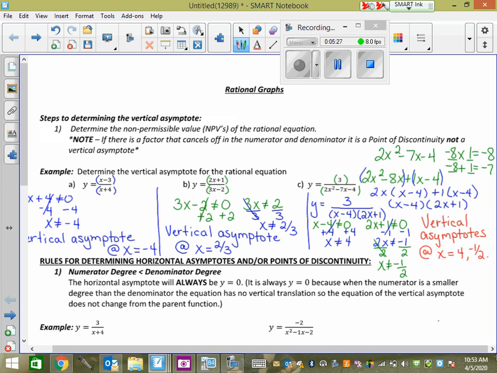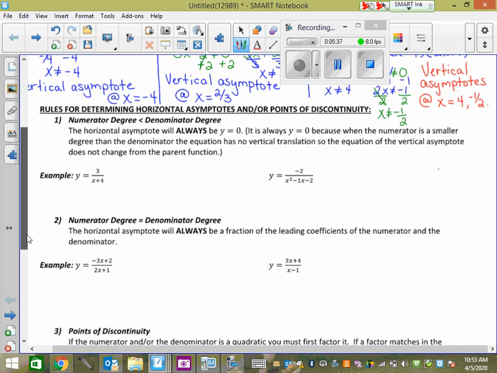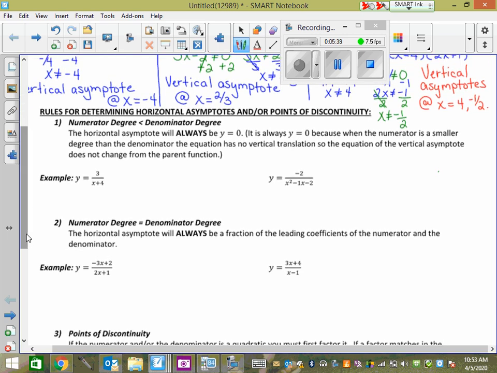Okay, so vertical asymptotes are easy. It's just the non-permissible values, as long as it doesn't cancel on the top and the bottom. The horizontal asymptotes, the y equals asymptotes, follow rules. Okay? So these are the rules for determining horizontal asymptotes and or points of discontinuity, because you could have both or have just one or the other. If the numerator degree is less than the denominator degree, the horizontal asymptote will always be y equals 0.